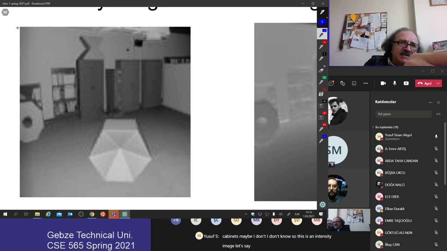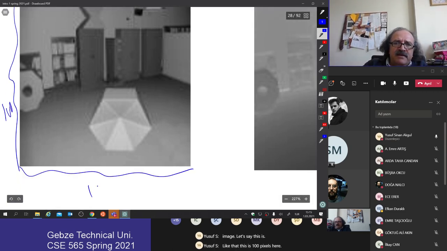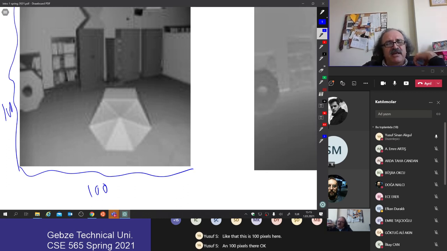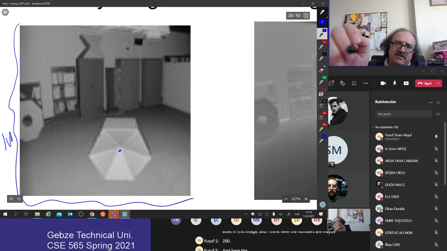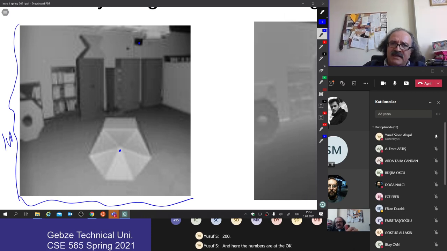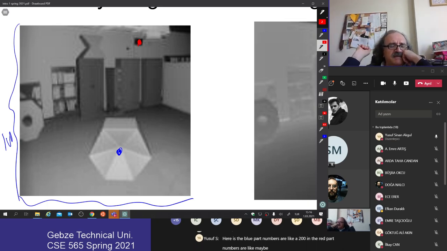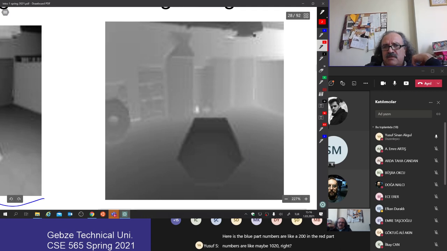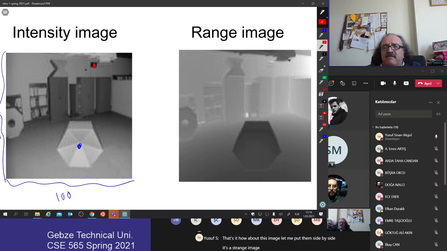Let's say this is like that. This is 100 pixels here and 100 pixels there. 100 by 100, there are 10,000 bytes in this image. And I think here the numbers are maybe 200, the blue part, the numbers are like 200. In the red part, the numbers are like maybe 10, 20, right? That's it. How about this image? Let me put them side by side. It says range image. Take a guess. What is this?